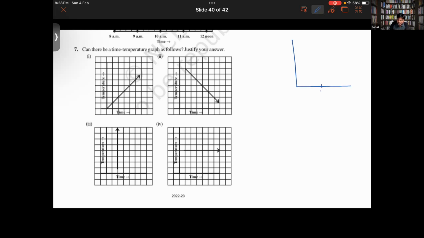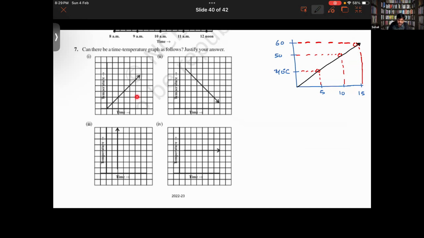So for example, at 5 minutes the temperature of the water was, let's say, 40 degrees Celsius. At 10 minutes it was 50. At 15 minutes it was 60. Now you plot the graph between the two. What type of line are you getting here? A straight line. When you join it, it shows a straight line. Getting it? So yes, the first one is possible.